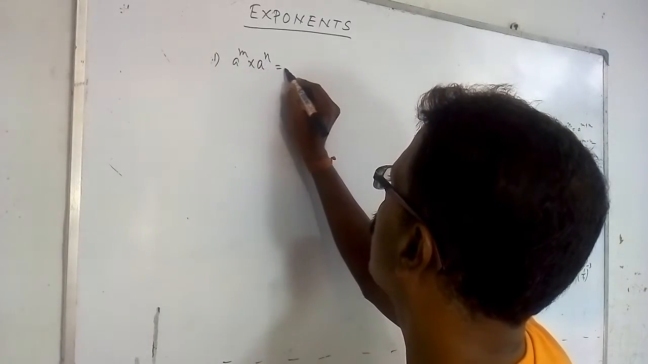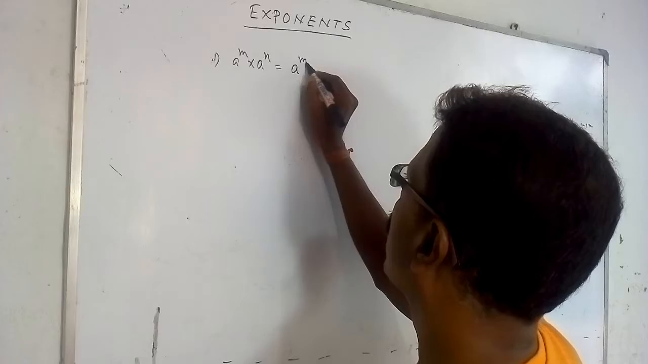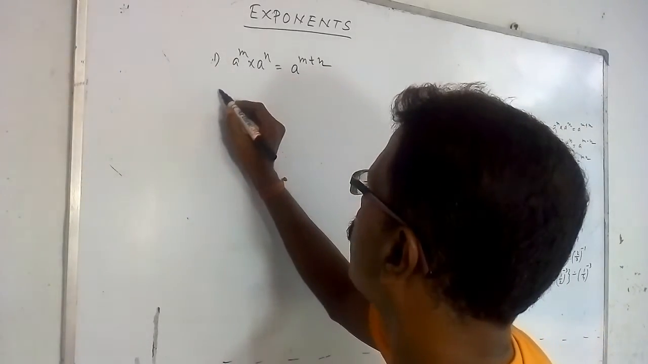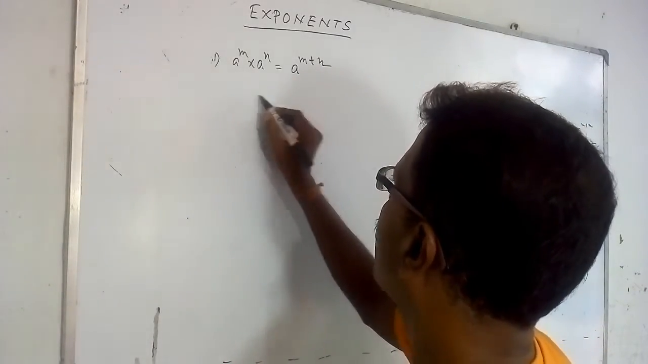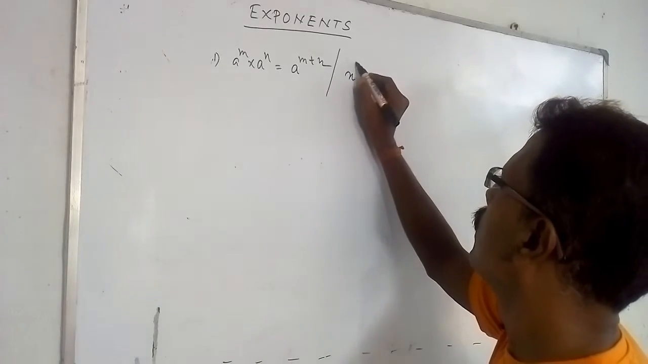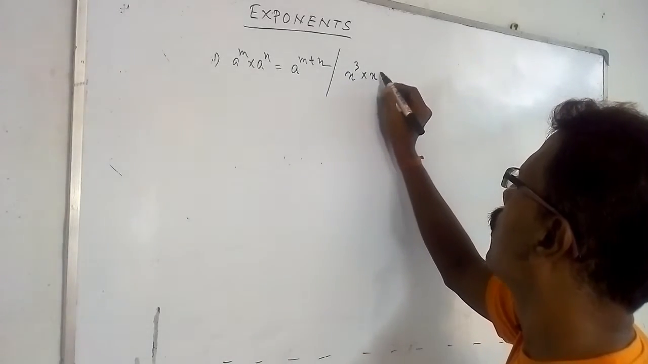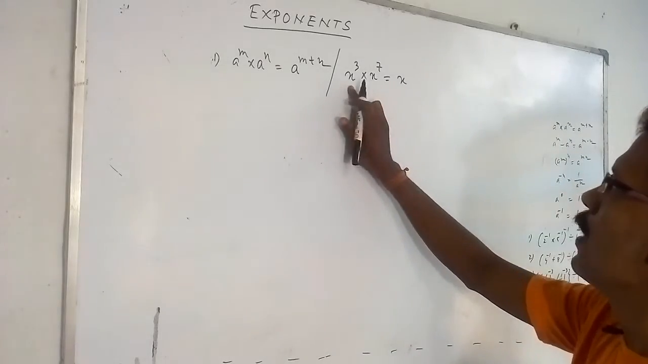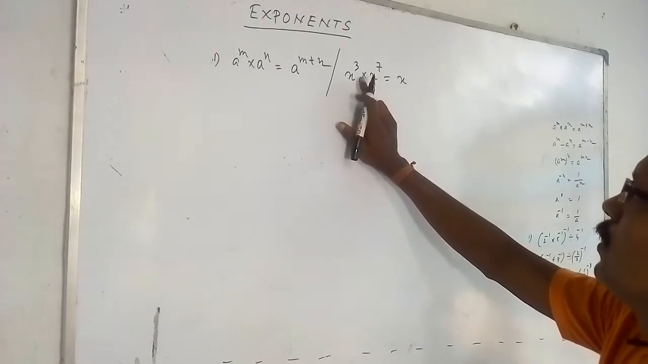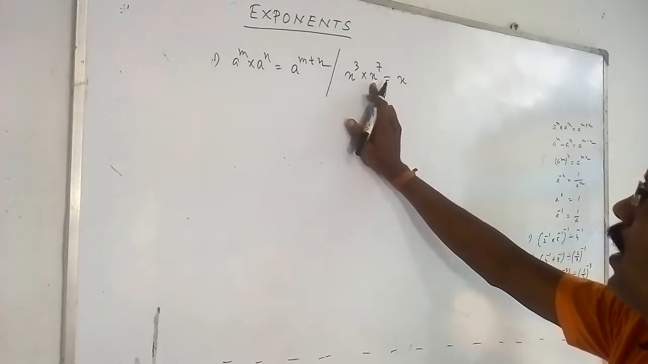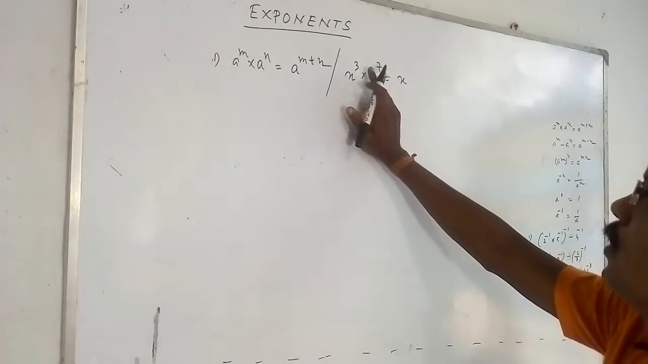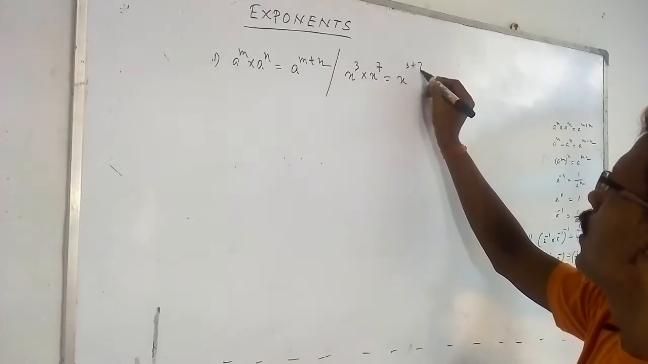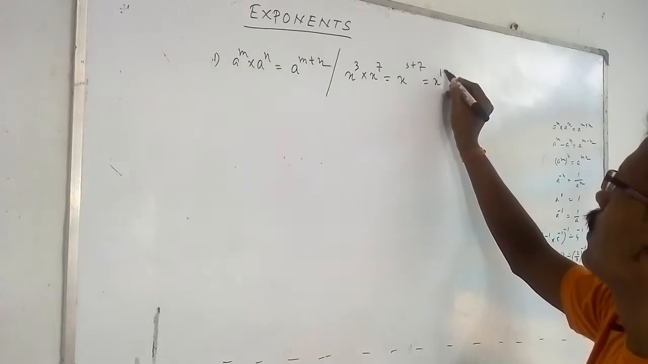the power n is equal to a to the power m plus n. Now for example, x cube into x to the power 7, and what is the answer? When the bases are equal and it is the multiplication, the exponents are added, that is 3 plus 7 is equal to x to the power 10.